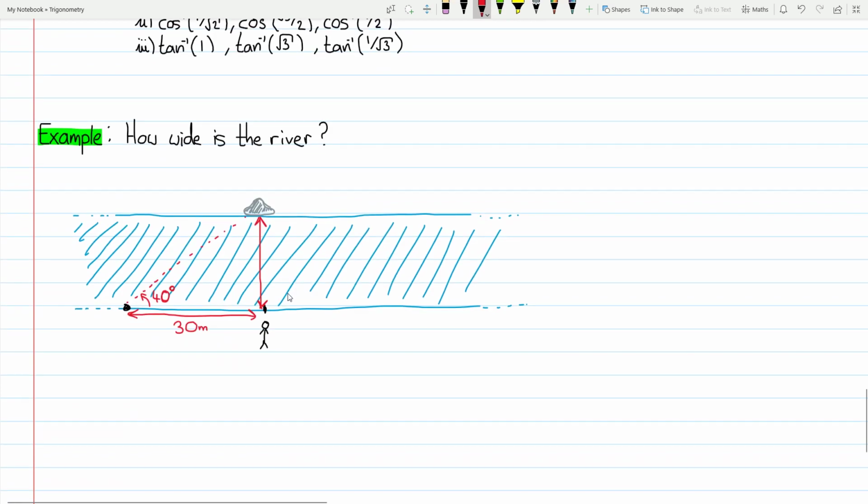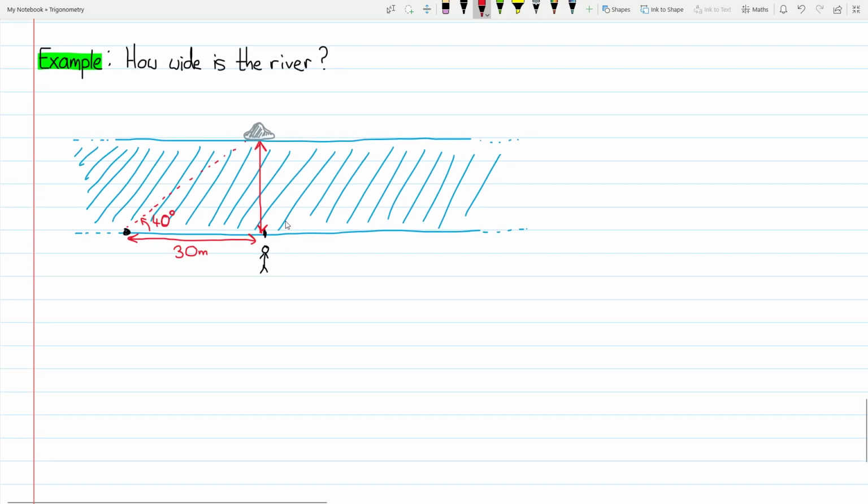So now finally I want to have a look at this problem here. This is quite a bare bones example of a trigonometric problem where you have a river and you are on one side and one side only. You cannot cross, but you may be interested in knowing what is the width of the river.